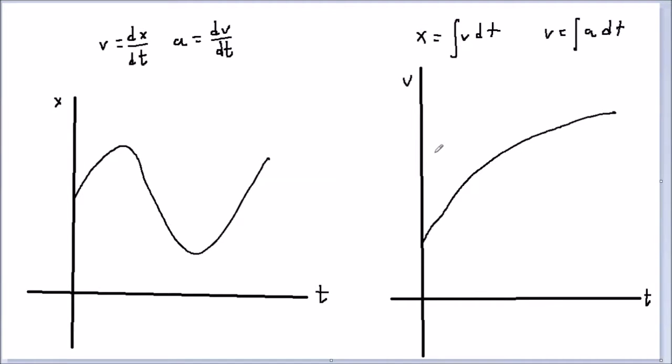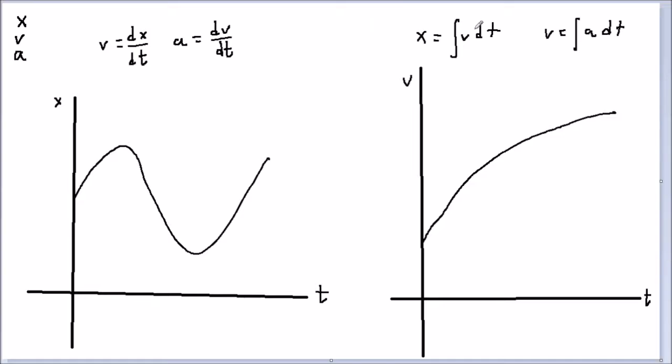Last time we defined three important kinematic quantities, and these are going to be position, which we called x, velocity, which we called v, and acceleration, which we called a. And we've related these three quantities with these equations here. So we said that velocity, for instance, is the derivative of position with respect to time, and acceleration is the derivative of velocity with respect to time.